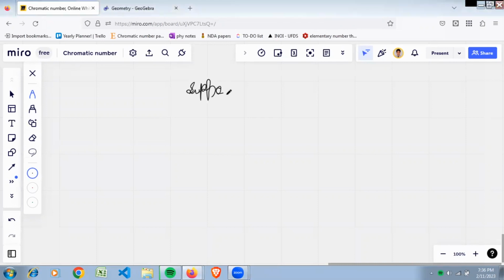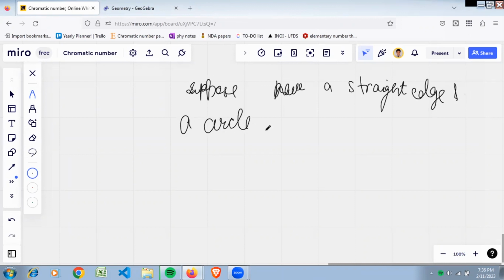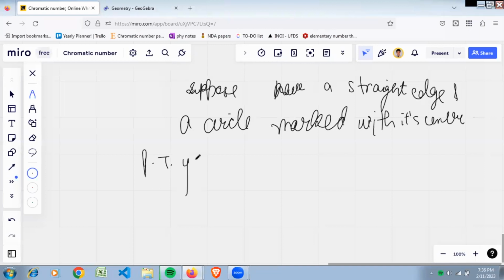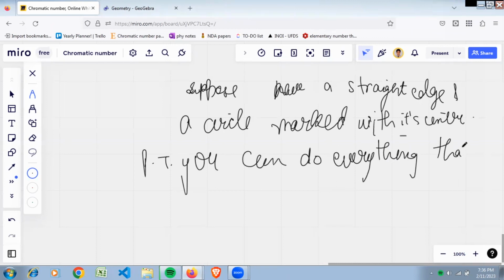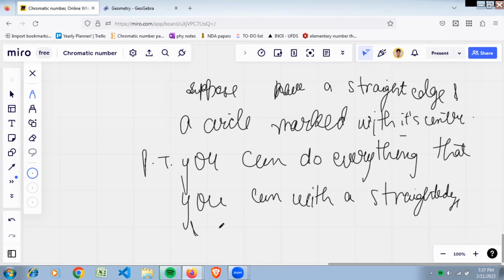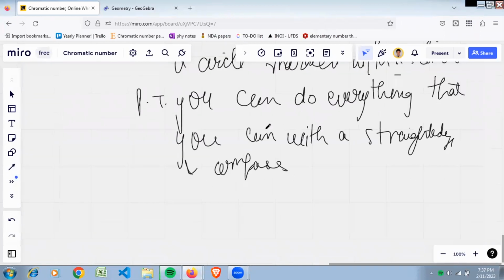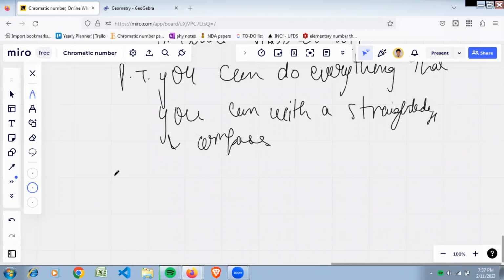So suppose you have a straight edge. A straight edge is a tool which will create an infinitely long line between two points. And a circle marked with a center, like any random circle. Prove that you can do everything that you can do with a straight edge and compass.